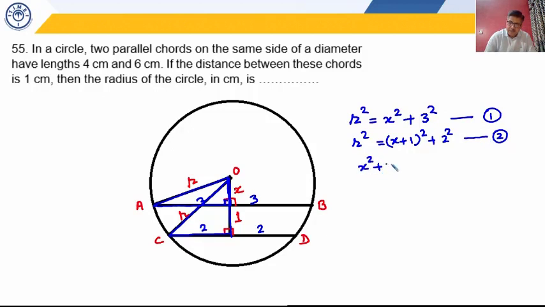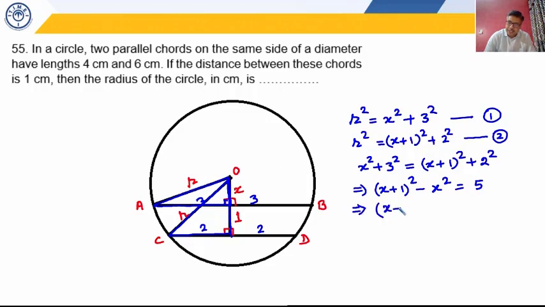x square plus 3 square is x plus 1 square plus 2 square. So x plus 1 whole square minus x square is 3 square minus 2 square, which is 5. x plus 1 plus x and x plus 1 minus x is equal to 5. So 2x plus 1 is 5. So x must be equal to 2.